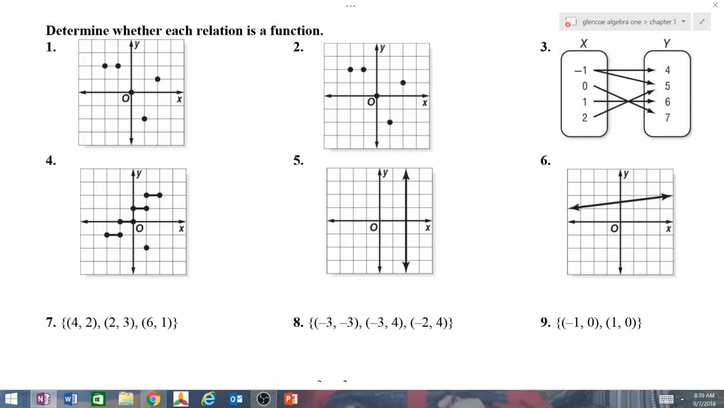Bella? No, this is not a function. It's not a function because look, every point is the same. Okay, all the x values are the same. Can the x values be the same in a function? No, they cannot. Okay, everybody understand what you're going to do. So you're going to draw a line through each point and then determine if it's a function. Does anybody have a question on 1 through 6, something that you're not sure of?